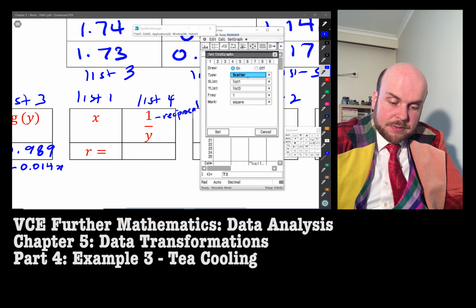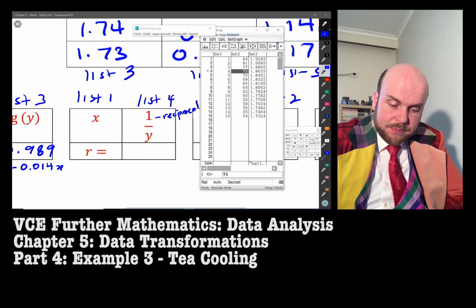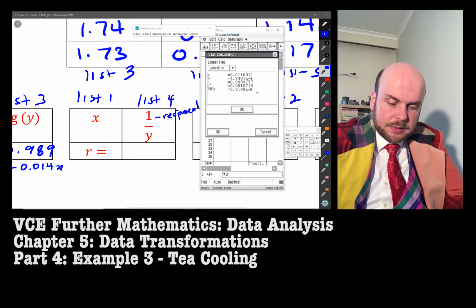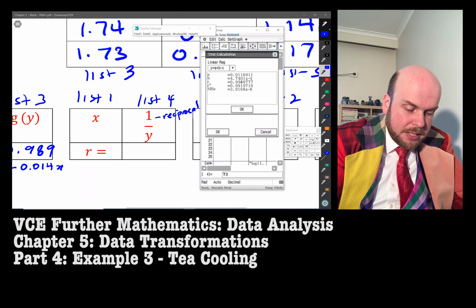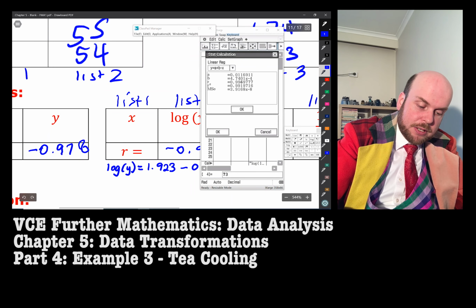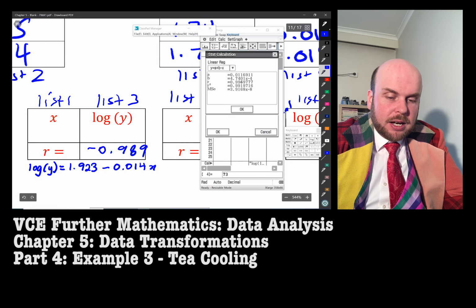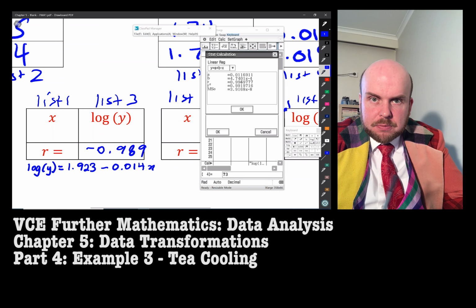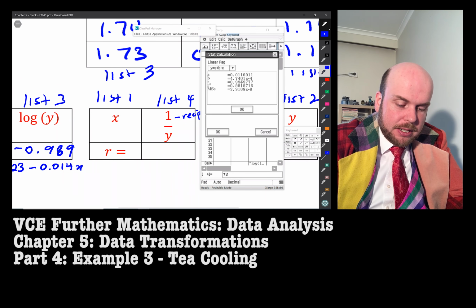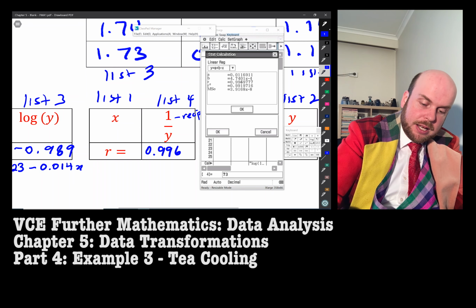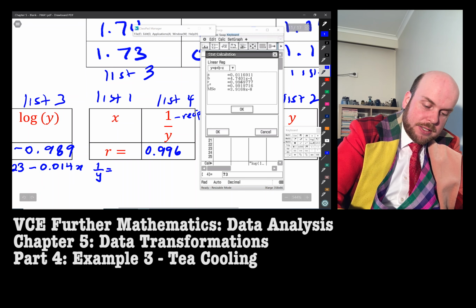We'll close this, set graph setting. I need to do list 1, list 4. Thank God I wrote that down, primarily because it means I don't have to think. List 1, list 4. Okay, ooh, we're getting an even better R value here. Because remember, even though those are negative, if it's closer to a 1, or negative 1, whichever one it's closest to, that's still a better correlation. So 0.996.